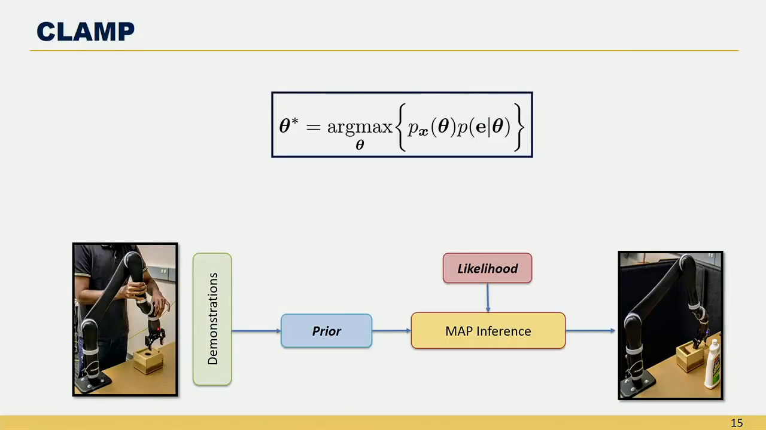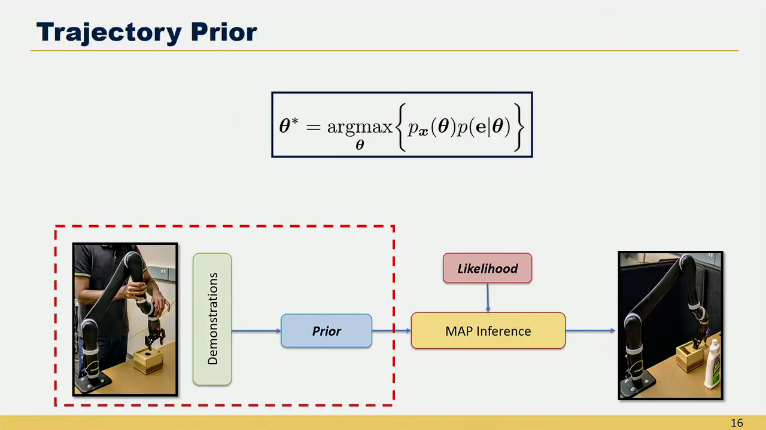This is a summary of CLAMP, where, as you can see, the demonstrations provide the prior, which enforces optimality, and the likelihood function takes care of the reproduction scenario, which enforces feasibility in that reproduction scenario. The MAP inference procedure eventually gives us a desired optimal and feasible trajectory. Now let me delve deeper into the prior learning part and how we go about this prior.